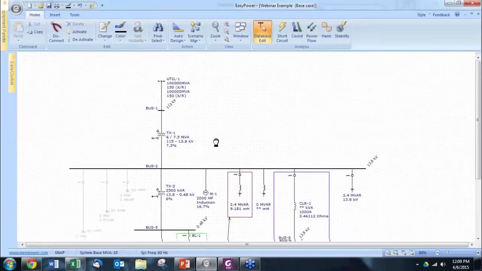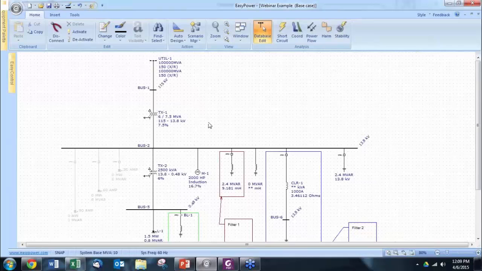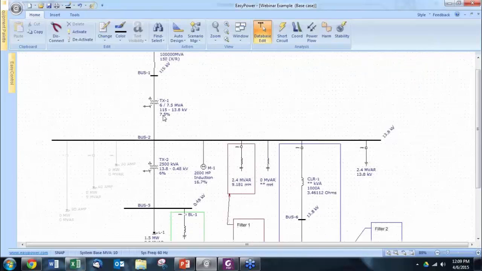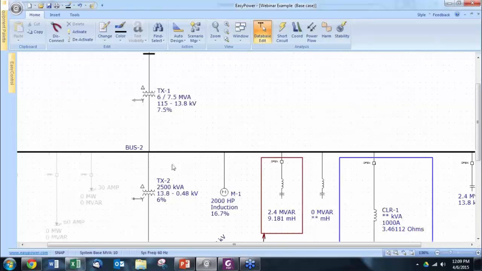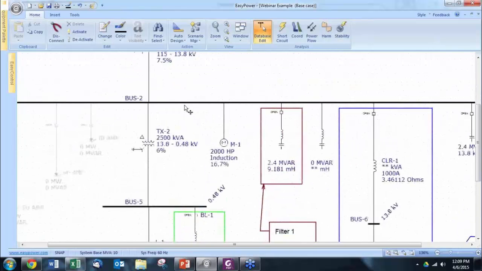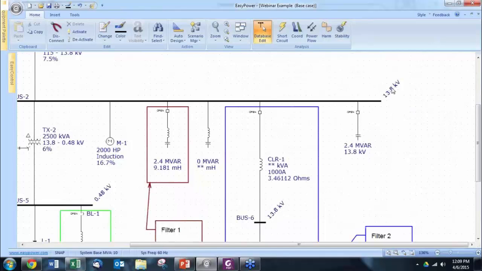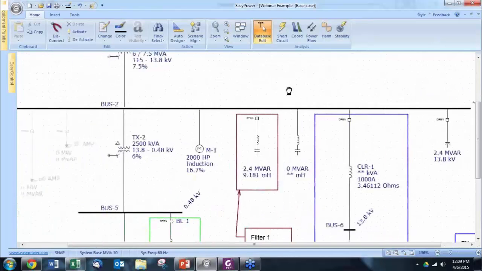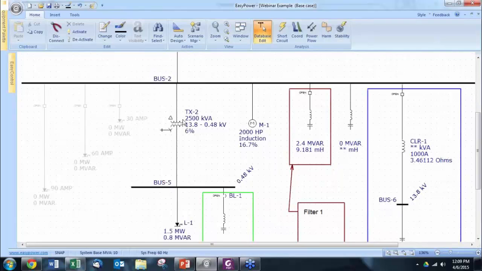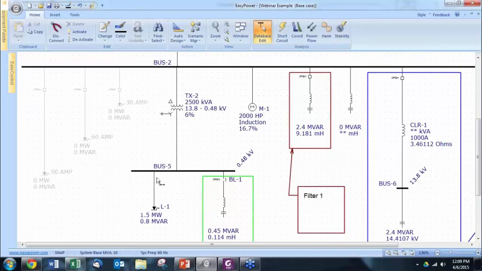This is a plant, a very generic plant, which could be any plant. It has a 115 kilovolt PCC, which is the point of common coupling. It has a 6 MVA transformer, and then it has a 13.8 kV bus. Now, you may have many transformers downstream, as many as you want, but for the sake of simplicity, I just included one transformer, which is feeding a non-linear load.